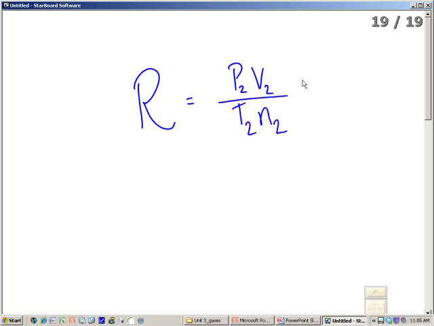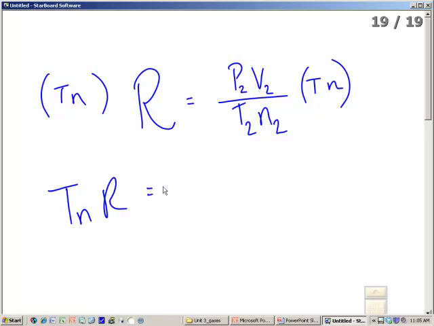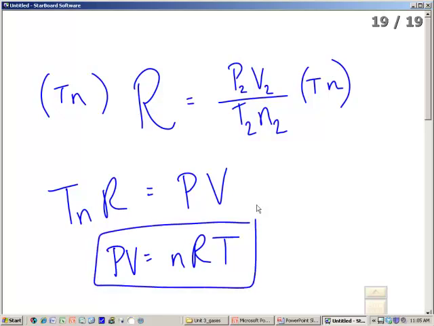Now, if you rearrange this formula to get rid of the T and the N on the denominators, check this out. Multiply it by T, multiply it by N, and whatever you do to one side, you got to do to the other side, T and N. You get this. T N R is equal to P V. Guess what the ideal gas law equation is? PV equals nRT. That's how we traditionally express the ideal gas law. So what is the value of this R? Do you remember all the values of R?